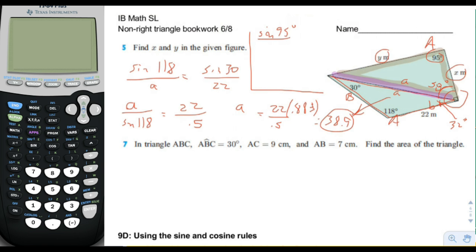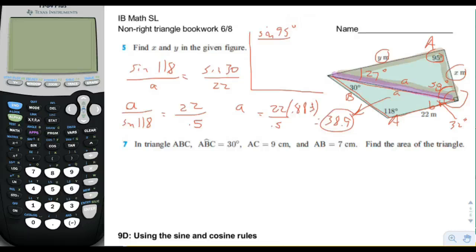We know that that's 95 degrees, so now we can figure out the remaining angle. We take 180 minus 95, which gives us 85. 85 minus 58 gives us 27. So the remaining angle is 27 degrees here. So now we know all the angles, we just don't know two of the sides. And remember, we do know a is 38.9.